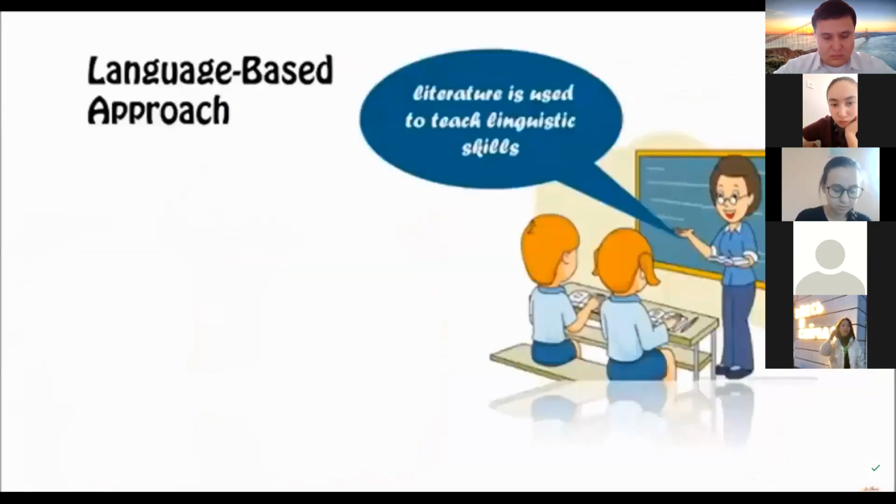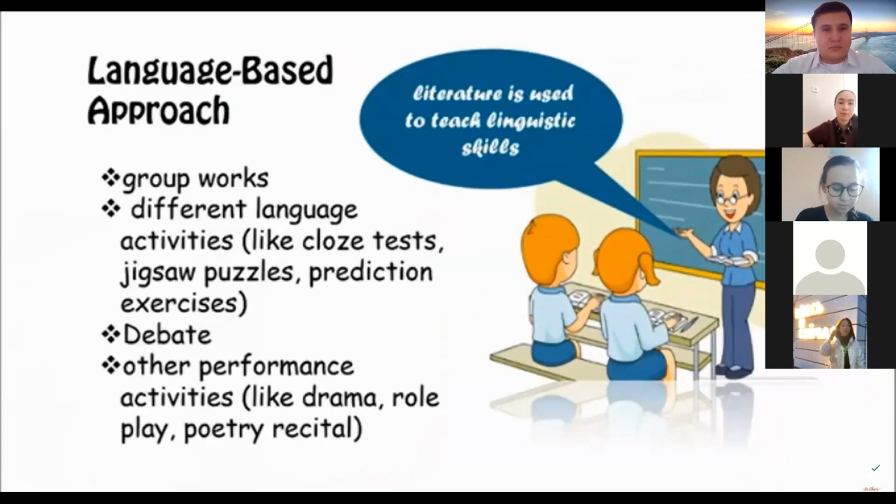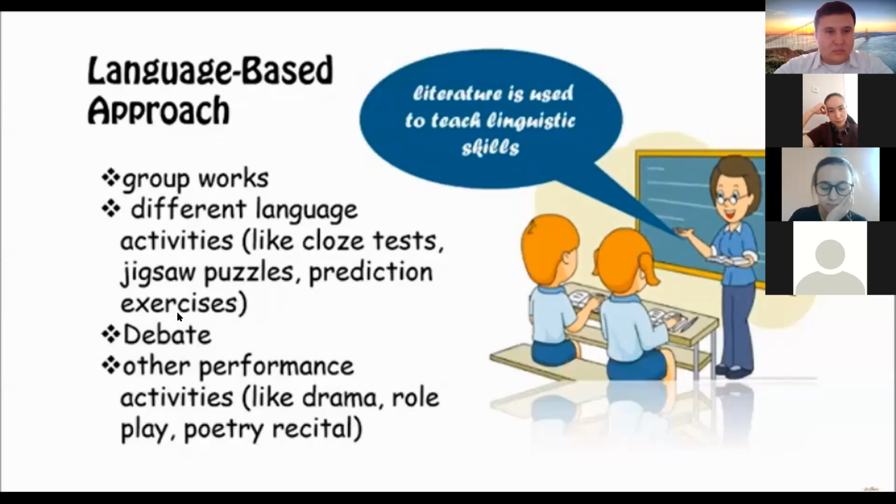The language-based approach. In the language-based approach, literature is used to teach linguistic skills, aligned with the language model of teaching literature. The teacher guides students to express their opinions towards a text. He sets language activities in the literature lesson. He encourages students to actively participate in the process of understanding the meaning of the text. He generates language practice using the text. The students work with their classmates in the process of understanding the text. They may be exposed to group works and different language activities, like cloze tests, jigsaw puzzles, prediction exercises, and other performance activities, like drama, role play, and poetry recital, that will enhance their linguistic skills.